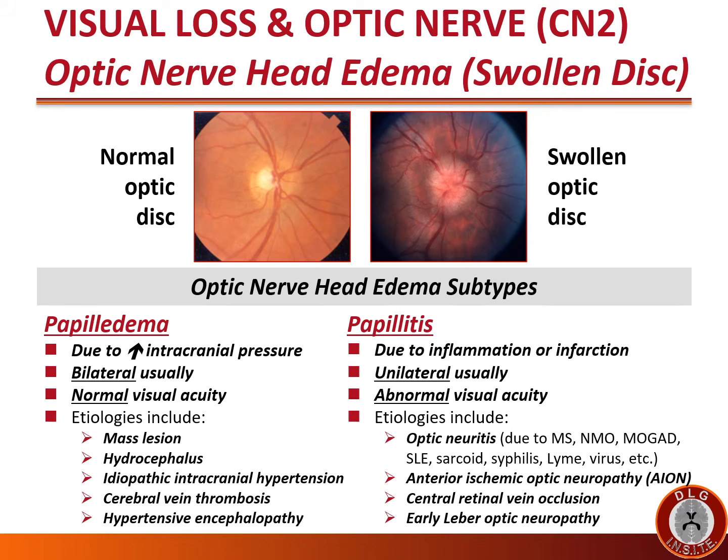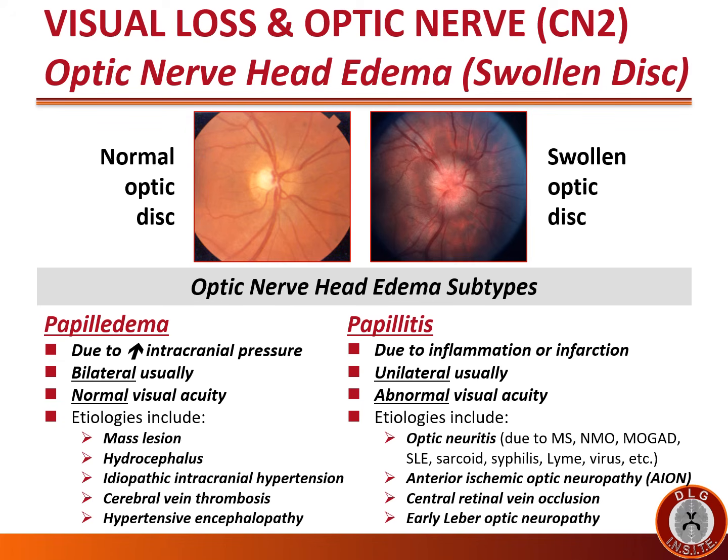Or ischemia to the anterior part of the optic nerve, anterior ischemic optic neuropathy, which occurs both due to arteritic forms, giant cell arteritis, and non-arteritic forms due to usually hypotension, in essence a watershed stroke to the eye. Central retinal vein occlusion and early Leber hereditary optic neuropathy may also cause a swollen optic disc.